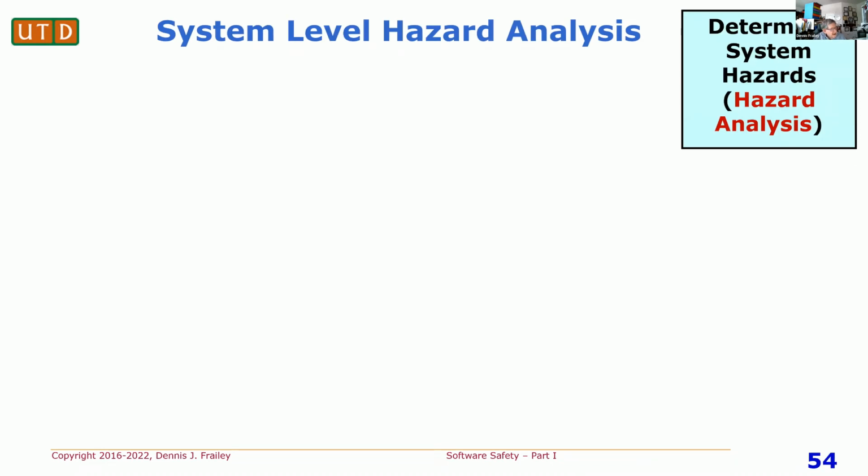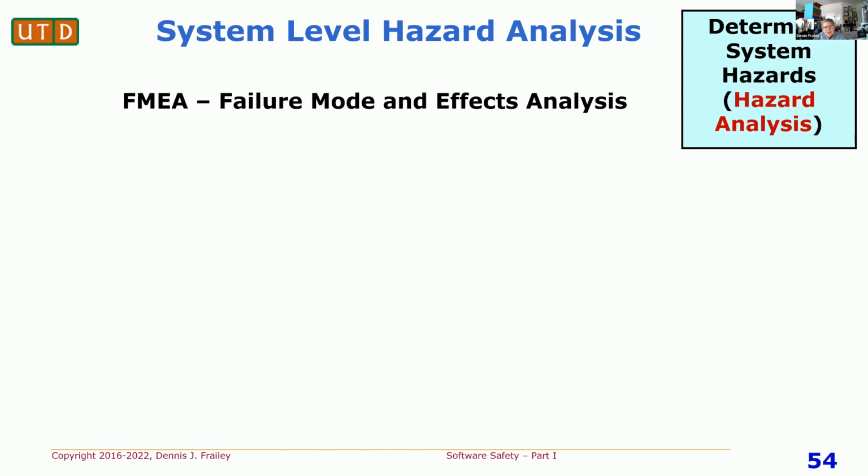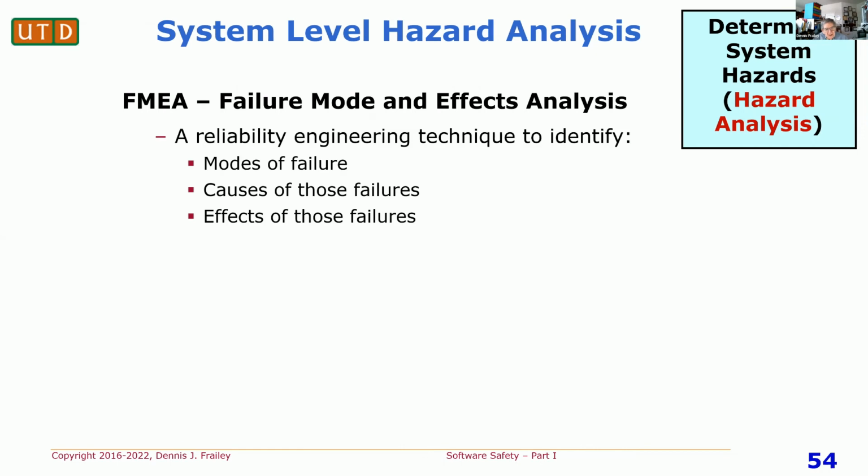And the way we do that is we do what's called hazard analysis. There's a name for it called FMEA, Failure Mode and Effects Analysis, which is a long term for figuring out what the hazards are. It's a reliability engineering technique that is used to identify the modes of failure, that is the different modes the system can be in that might lead to failure, the causes of those failures, and the effects of those failures.